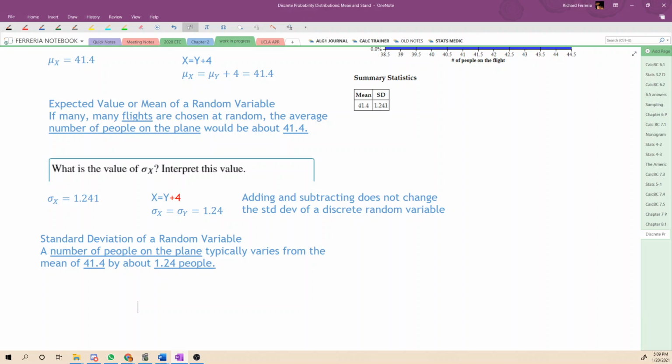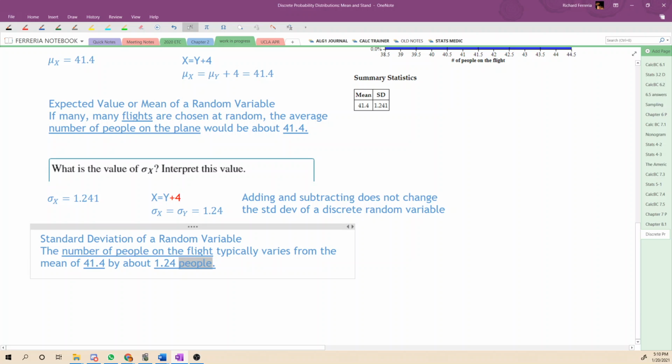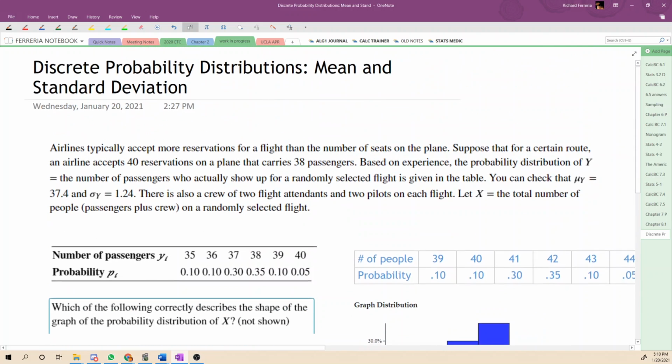Now along with this, what you're going to need to do is to adjust this for readability. So a number of people, that's probably better expressed as the number of people. And I don't know about that plane. Maybe we should say the number of people on the flight. So now we'll read that one more time and ask if this sounds good. So the number of people on the flight typically varies from the mean of 41.4 by about 1.24 people. And that sounds really good. People over here might feel a little bit redundant, but you could take it out or leave it in. Doesn't really matter. So that's the end of this problem.